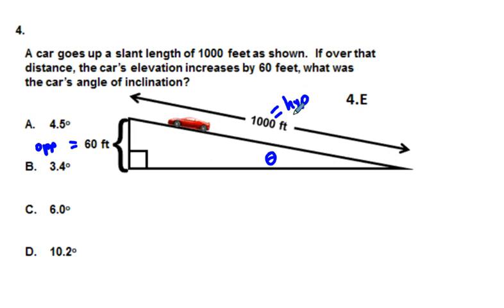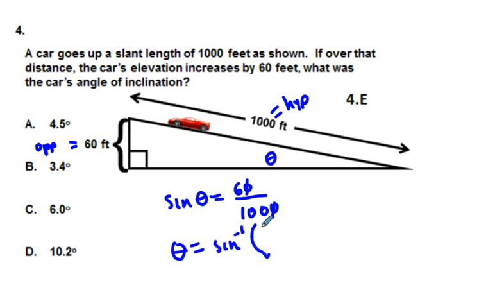So opposite over hypotenuse, what is it? Sine. So sine theta equals our opposite side, which is 60, divided by 1,000. And then we can cross off these zeros here. So 0.06. So our theta, we're going to take the inverse, is going to be equal to the inverse sine of 6 divided by 600ths is 0.06.